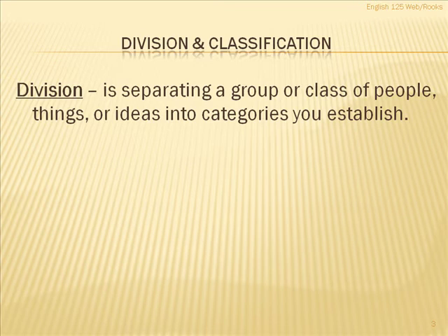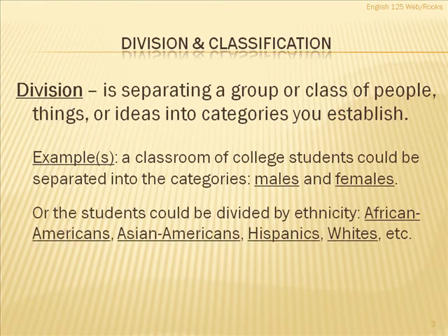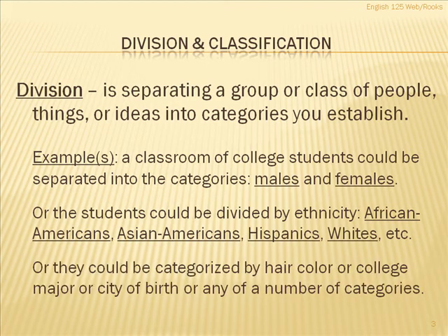First of all, with division, we said that's separating a group or a class of people, things, or ideas into categories that you establish. Let's use this example. Let's say a classroom of college students. They could be separated into the categories of males and females. Or we could divide up the students by their ethnicity: African Americans, Asian Americans, Hispanics, whites, and so on. They could be categorized by other things like their hair color, their college major, or their city of birth. There's any number of categories that you could use to categorize the students.